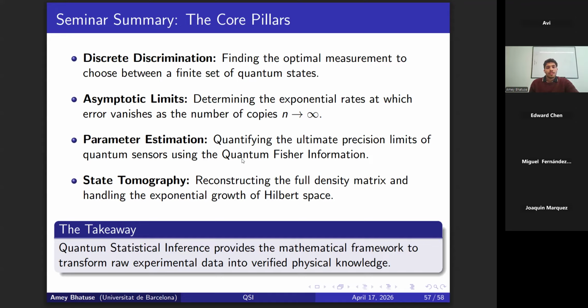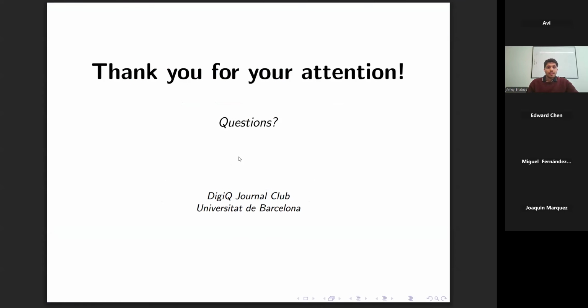Then we checked quantum state tomography, where we said, okay, we don't have just one parameter, we have the whole density matrix, and we want to reconstruct that matrix. And then we also saw how it's a very tough problem to solve. So the takeaway from this seminar is that quantum statistical inference is the mathematical framework to transform your raw experimental data into verified physical knowledge. And with that, thank you for your attention, and I'm open to questions.